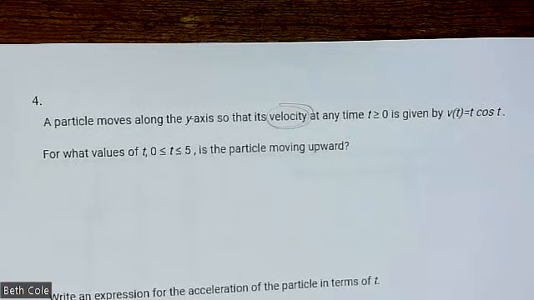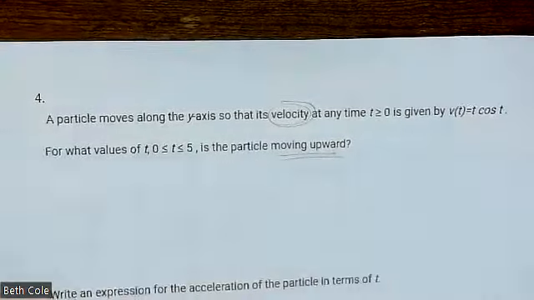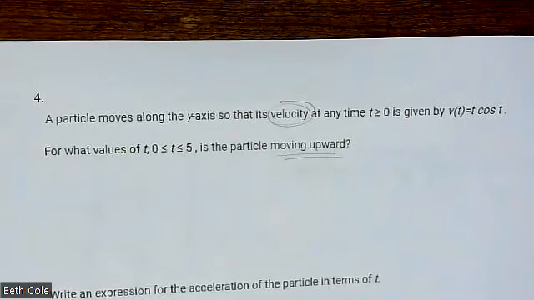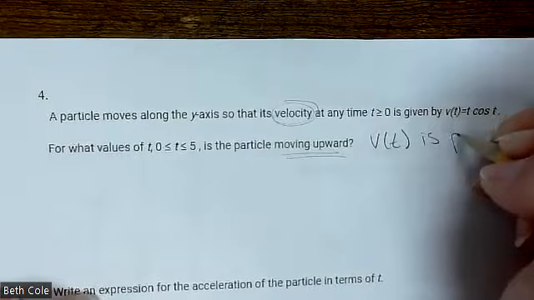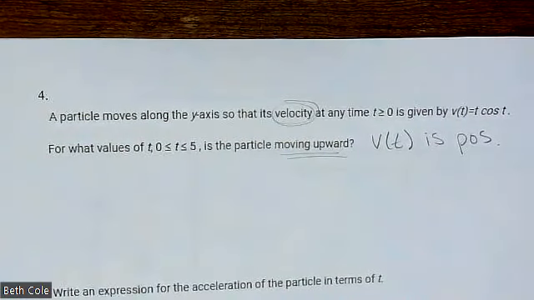For what values is the particle moving upward? That means moving in the positive direction. So we want where velocity is positive. That's what we want. Moving in the positive direction, moving upwards. It could be moving to the right or moving forwards. They said upward, but we want where velocity is positive. I would again do a number line. However you think through it is up to you.